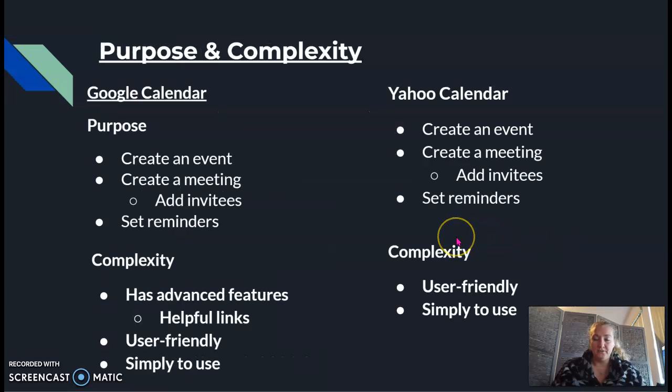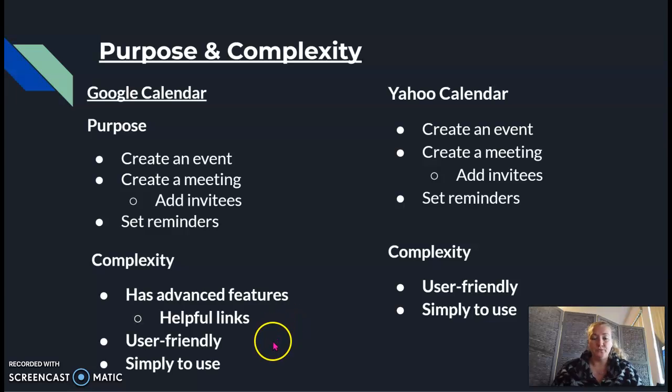And then they can also do the sports teams as well. For purpose and complexity, Google Calendar, purpose: create an event, create meetings, and then add your invitees, as long as you have their email address, and then set up reminders in that piece as well. And with those invitees, you can also make it a Zoom meeting and link it through Zoom.